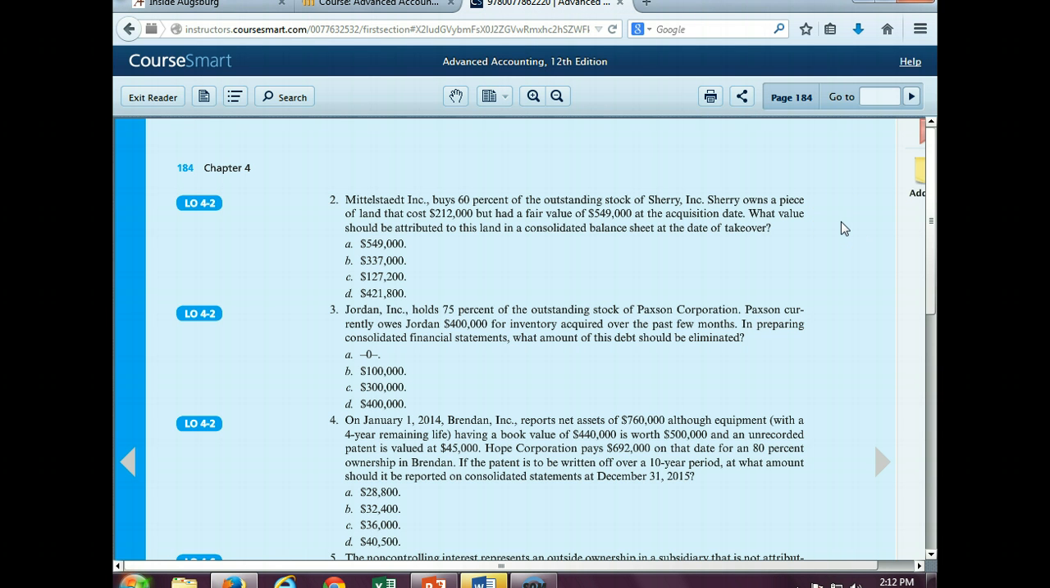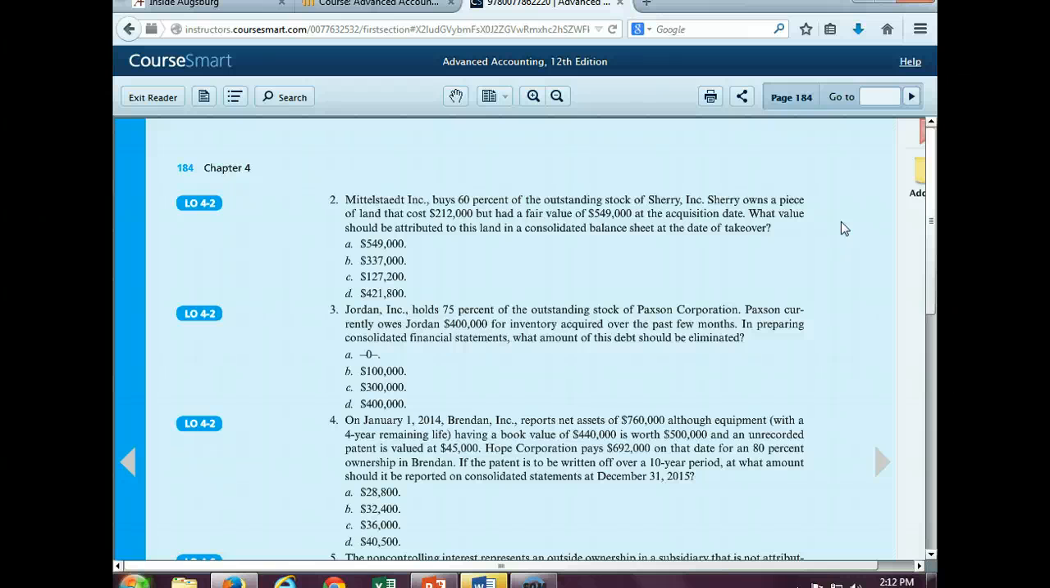Number 3, Jordan holds 75% of the outstanding stock of Paxson Corporation. Paxson currently owes Jordan $400,000 for inventory acquired over the past few months. In preparing consolidated financial statements, what amount of this debt should be eliminated?